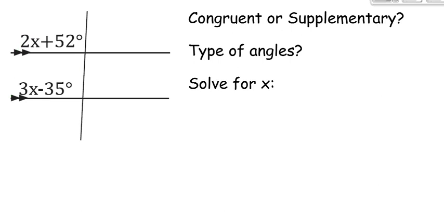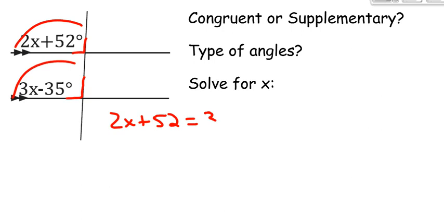All right, these are parallel lines by the markings given, and these are corresponding angles, which means they have to be equal to each other. And you can see that the angles look like they have the same measure, so they would be equal to each other. So 2x plus 52 has to equal 3x minus 35. And then go ahead and solve for x.